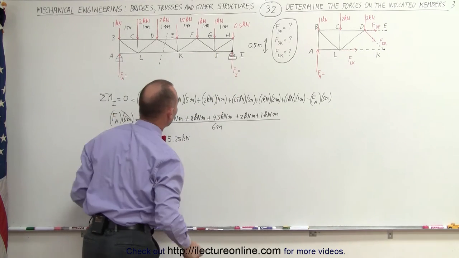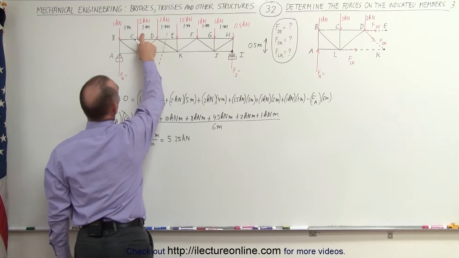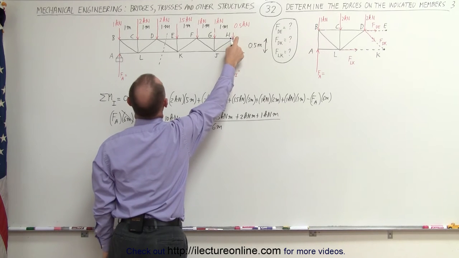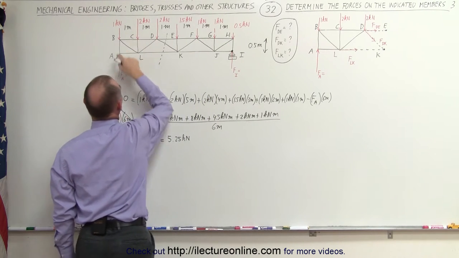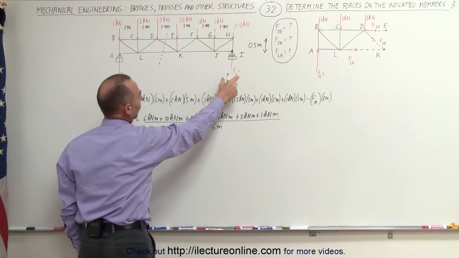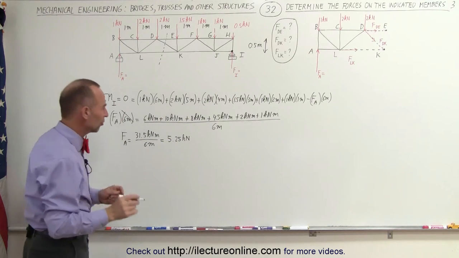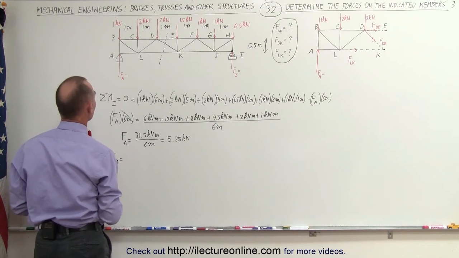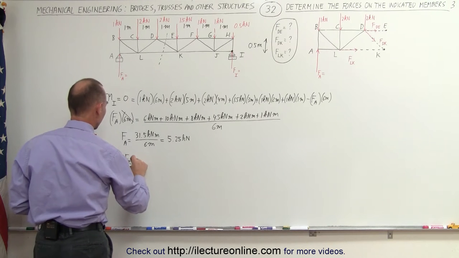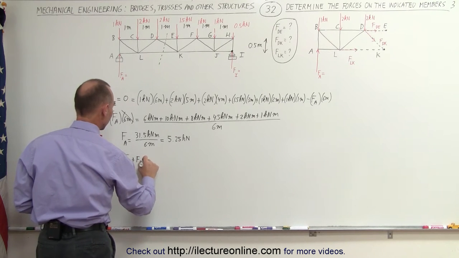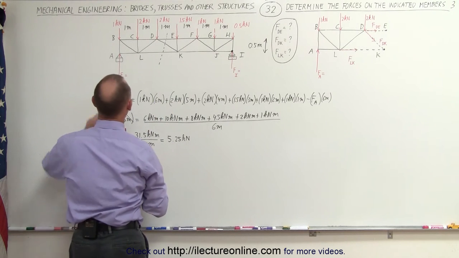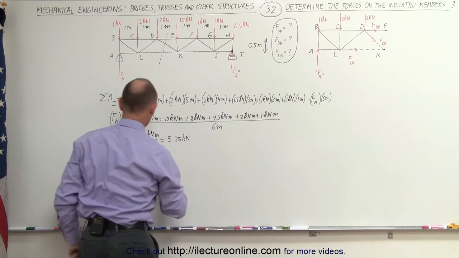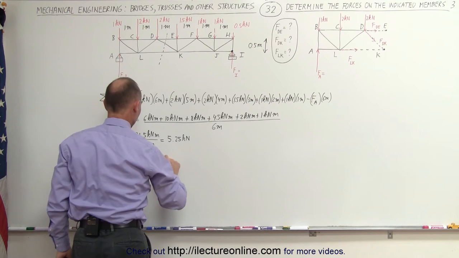The remainder will, of course, be supported by I. Let's do that. We have 2, 4, 5, 6, 6.5, 7.5, 8, 9 kilonewtons, subtract 5.25, and the remainder will be F sub I. So let me show you what I just did. The sum of all the forces in the y direction equals F sub A plus F at I equals the sum of all the forces, that would be 1 plus 2 is 3, 5, 6.5, 7.5, 8.5, 9, a total of 9 kilonewtons.